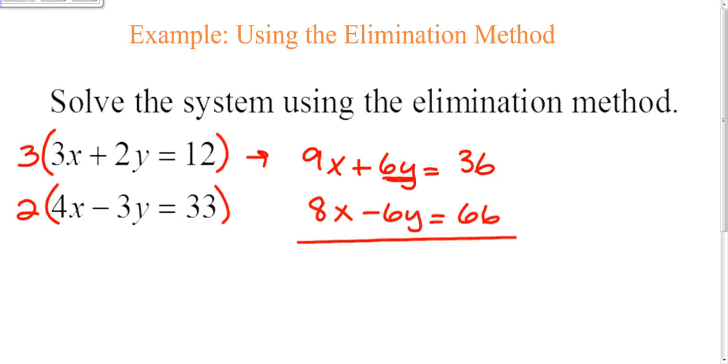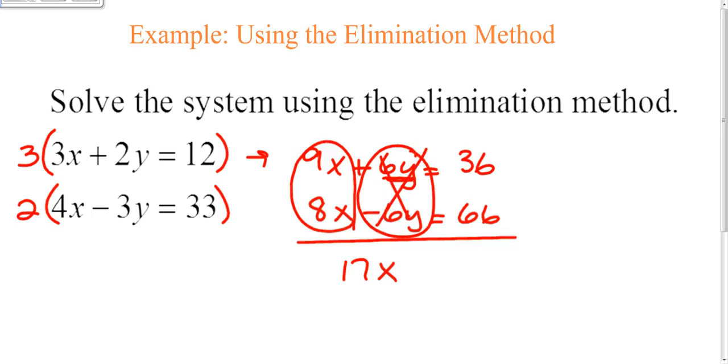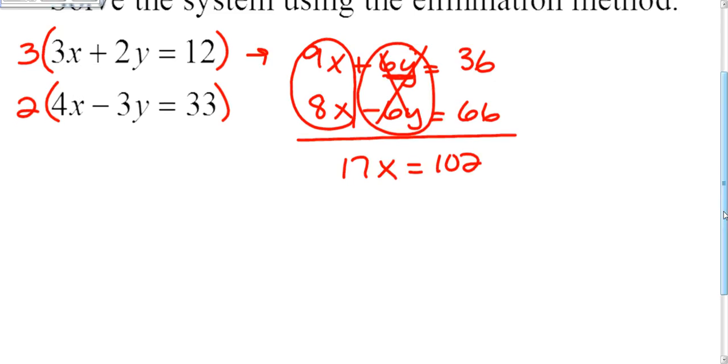And when I add 9x and 8x here, I get 17x. When I add 6y and negative 6y, those drop. And when I add 36 and 66, I get 102. Okay, and then of course I can divide by 17, and I get an x value of 6.